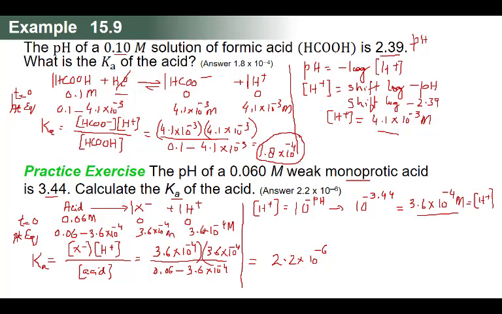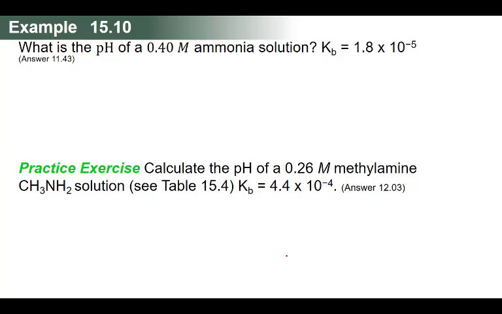Now this one here, 15.10. What is the pH of ammonia here? So here we have to do the same thing. Kb is given, and he is asking the pH of ammonia. So first we have to calculate the OH ion concentration. To calculate the OH ion concentration, we have to write the equation of this ammonia.